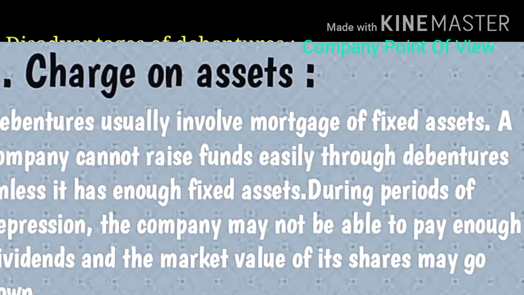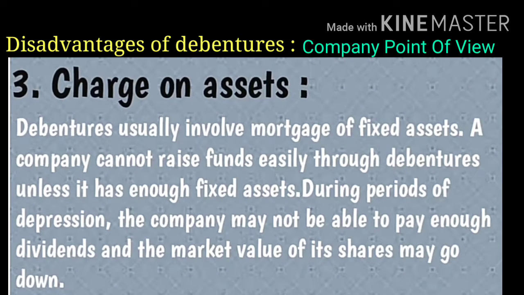Third, charge on assets. Debentures usually involve a mortgage of fixed assets. That means taking a loan on fixed assets. So a company cannot raise funds easily through debentures unless it has enough fixed assets. So keeping fixed assets as surety and raising funds is a great disadvantage to the company.